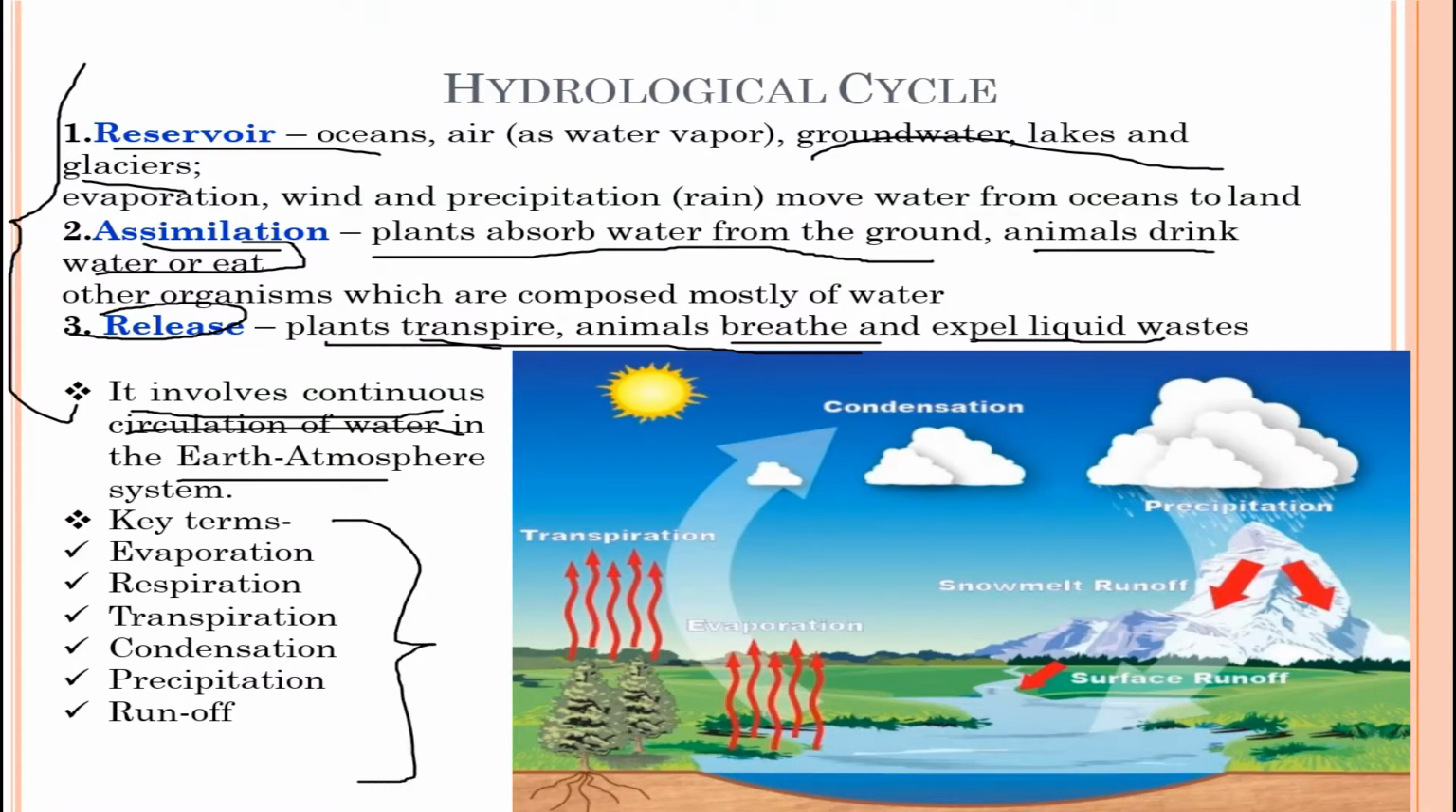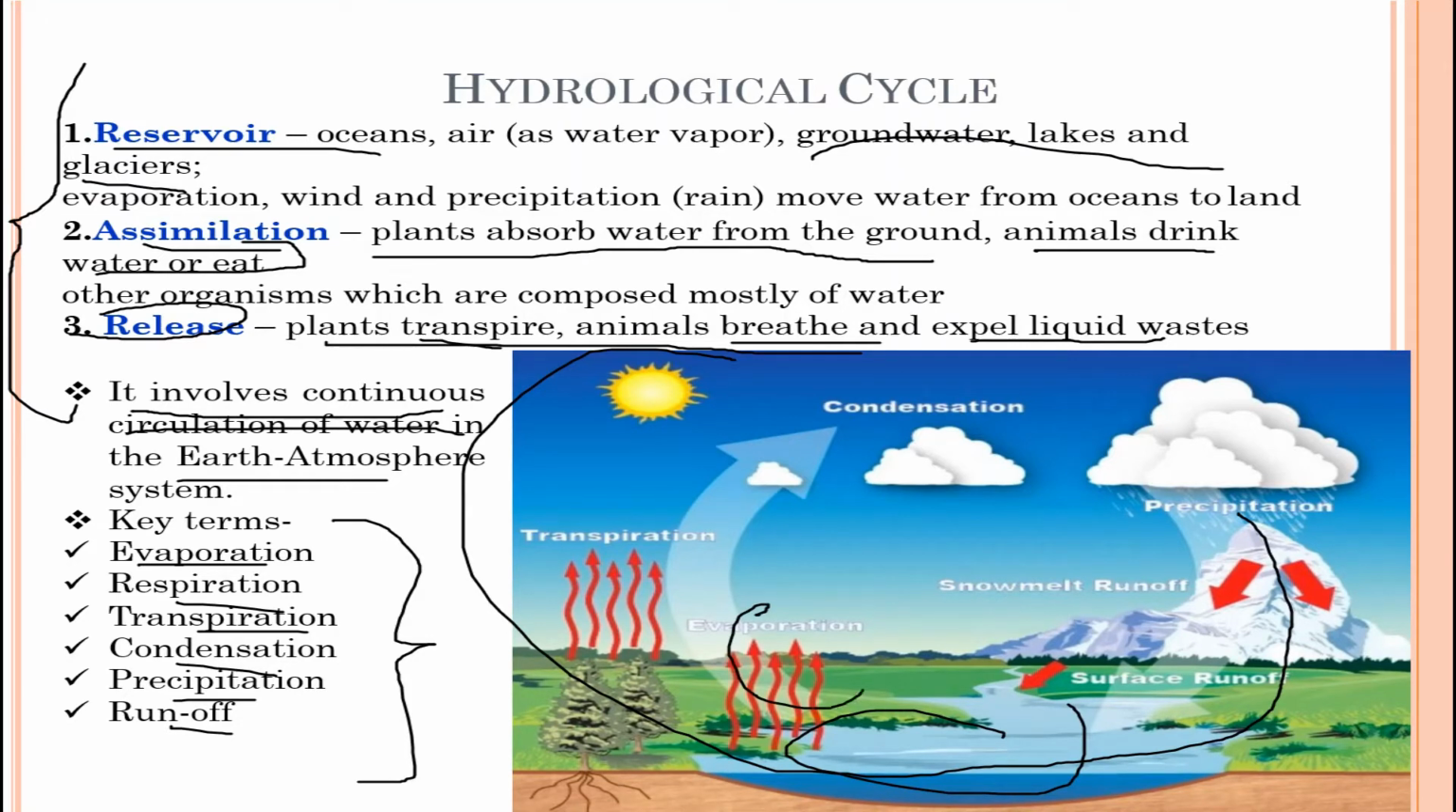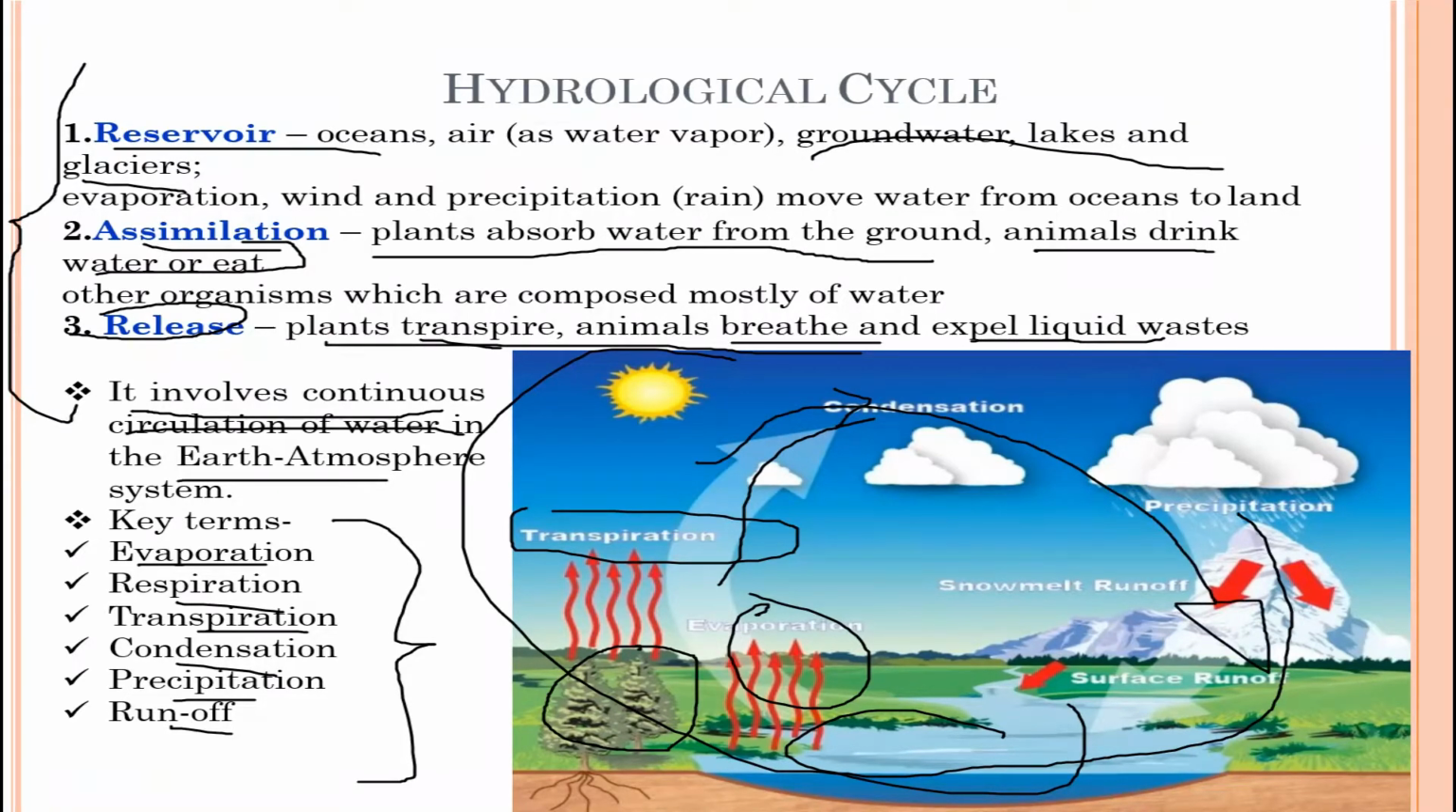Some of the key terms here are evaporation, respiration, transpiration, condensation, precipitation and runoffs. This is a basic picture of a water cycle, as you can see on your screen. This is the source, and this water gets evaporated normally, and through plants transpiration takes place, and through animals or humans it gets released through respiration, and thus it condenses, and in the form of rain or snow, depending on the climate, it precipitates down. So it maintains a very good cycle to maintain a proper balance.